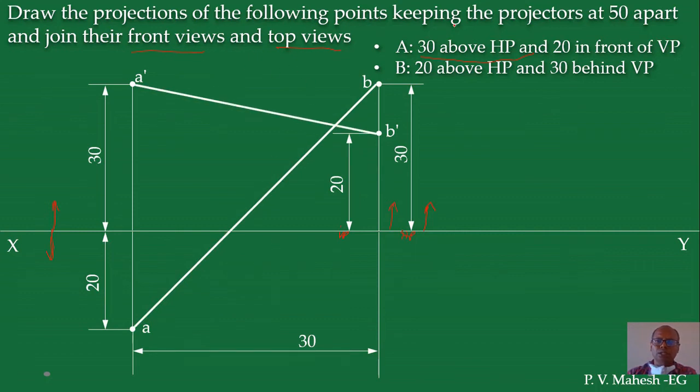And one thing is given, the projectors are 50 mm apart. So the distance between this projector and this projector should be 50 mm. So this is the thing that is given.